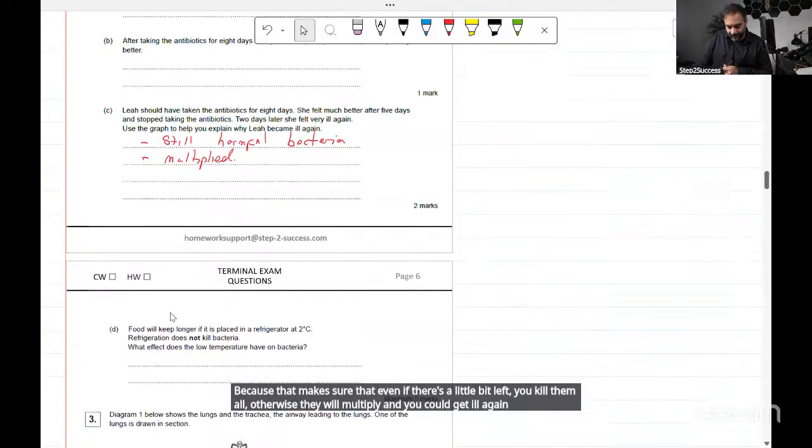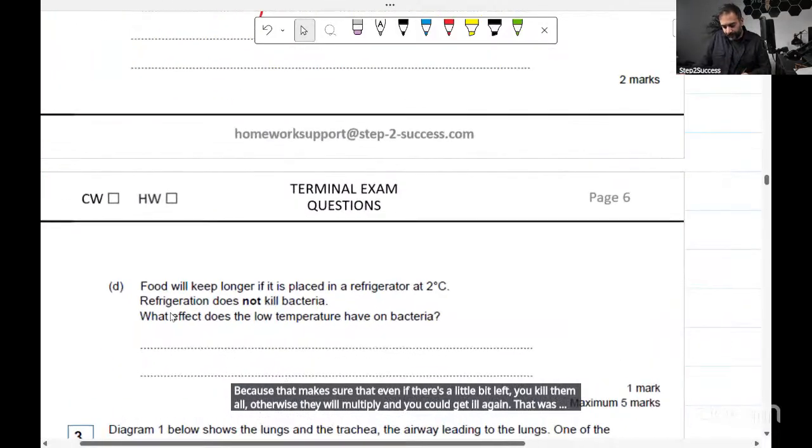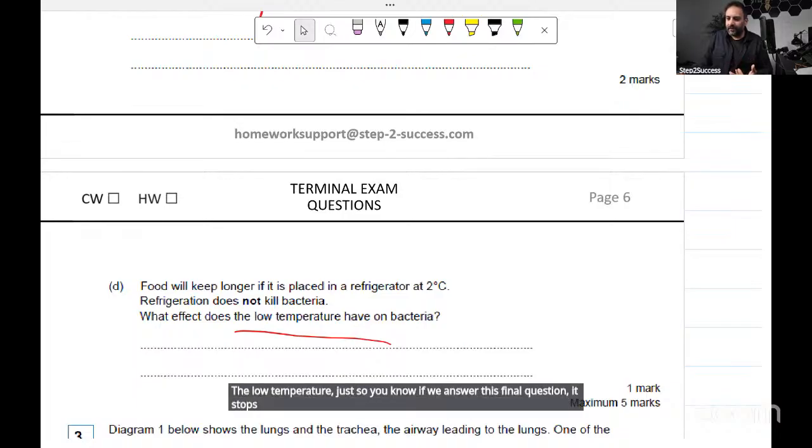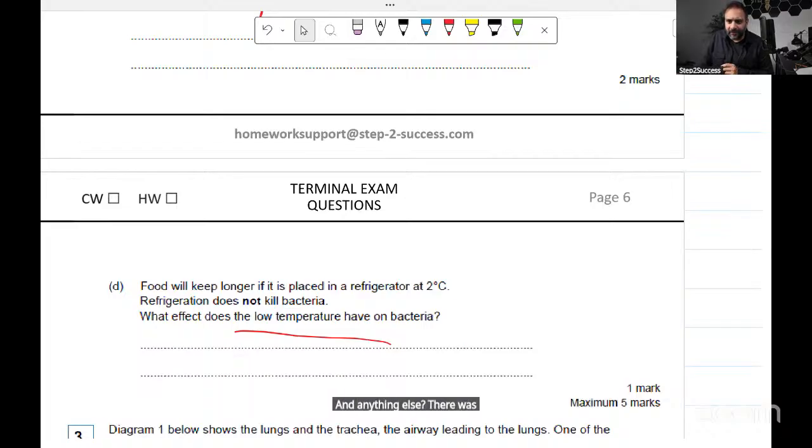That was that. The low temperature, just so you know, for the answer to this final question, it stops them multiplying. That's what it does. When it's cold, the bacteria don't grow as fast. That's why we have fridges and freezers, basically. And anything else? There was 2C done.